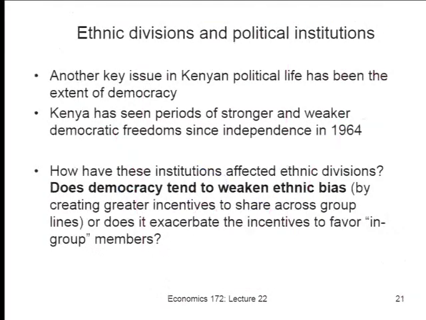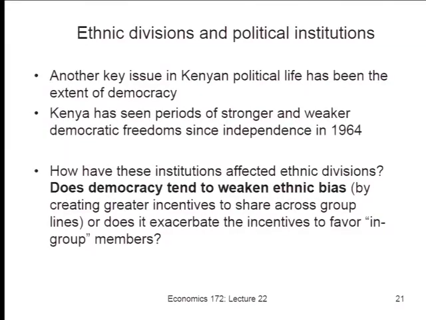So the question we ask here is, how has this shift in political institutions affected the degree of ethnic bias? For instance, when you have a democracy, you might think, well, democracies work well. As I mentioned before, maybe in democracy I need to cut deals with different ethnic groups. I can't be as biased in favor of my own group. I have to create coalitions and make compromises and do all that kind of stuff. So maybe in democracies you won't see as much ethnic bias. But maybe it goes the other way.